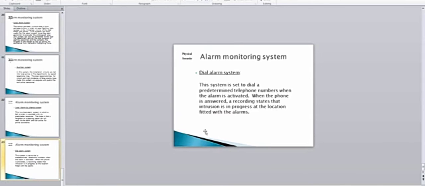Any questions on alarms? There's not much to them, folks. The hard part of alarm systems is integrating them with the rest of your security system, your access control, your fire response, and getting the SOPs written on how to respond to the alarms.